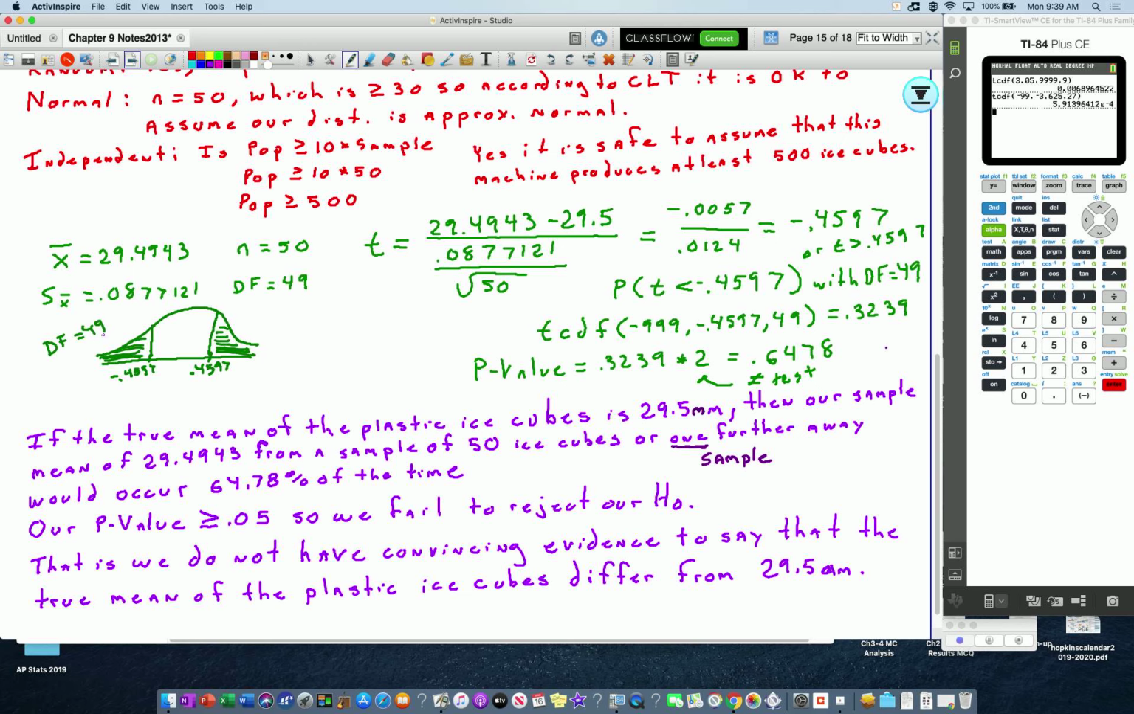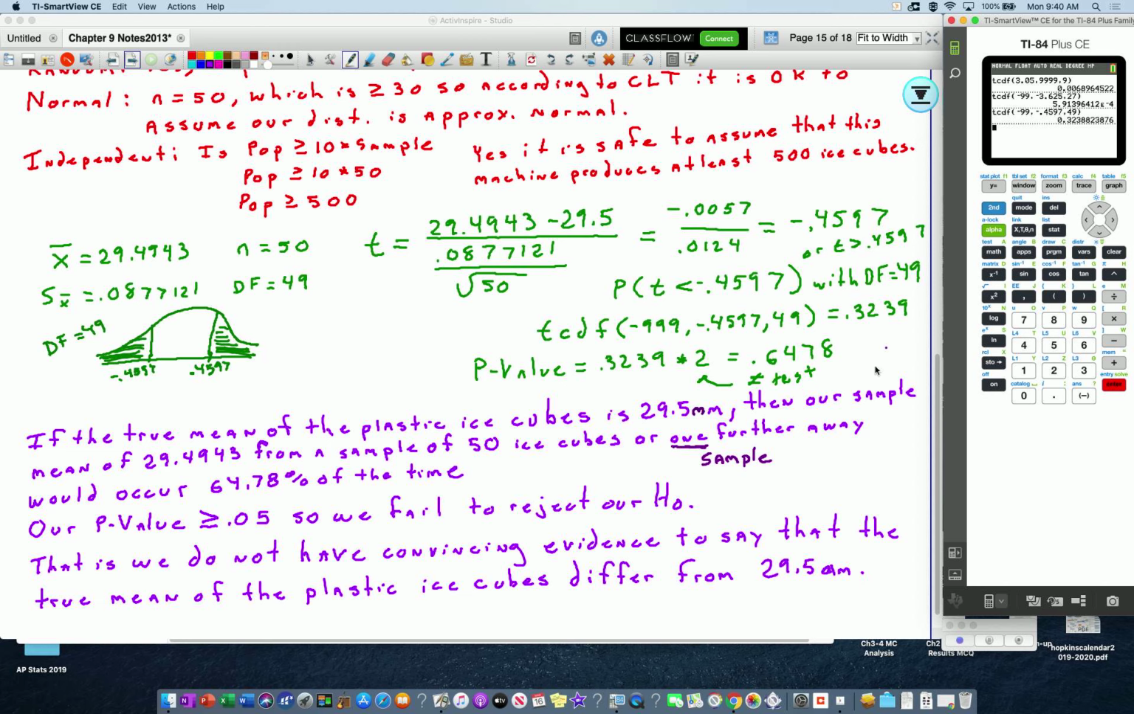So visually speaking, my p-value is either negative 0.4597 standard deviations to the left or to the right, too small or too big. Okay? So when I calculate this out, I do one side of it. On my calculator, I can do second vars, tcdf, which is number 6. I'm going to do the lower bound, so negative infinity to negative 0.4597. Whoops, my degrees of freedom is 49. I'm going to paste that in there. Voila. There's my p-value.